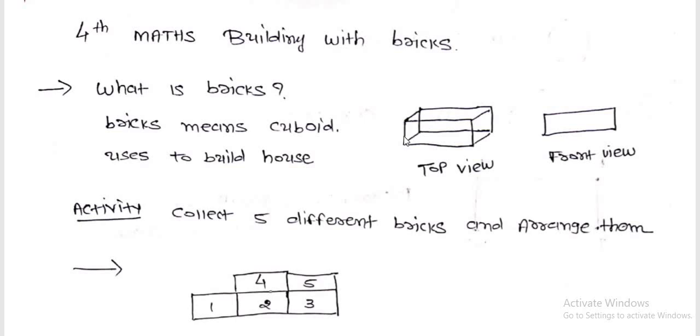These are not the same. But if we talk about the dice, you know very well about dice, the dice has length, breadth and height in the same ratio. But in a cuboid, this side is known as length, this side is known as breadth, and this side is known as height. Height has a different ratio. So this is the top view of the brick, and this is the front view. From the front, bricks look like this.